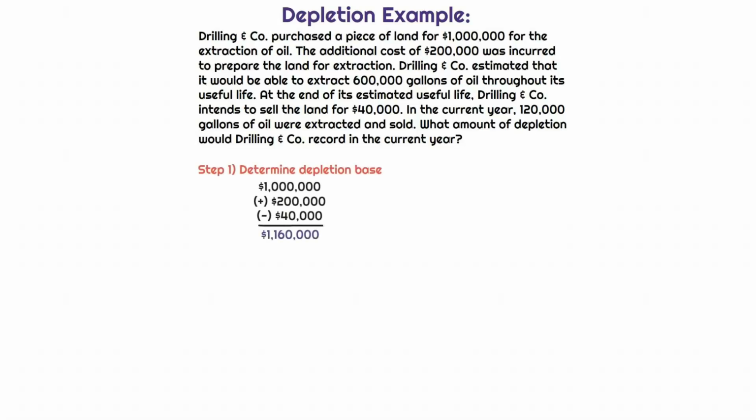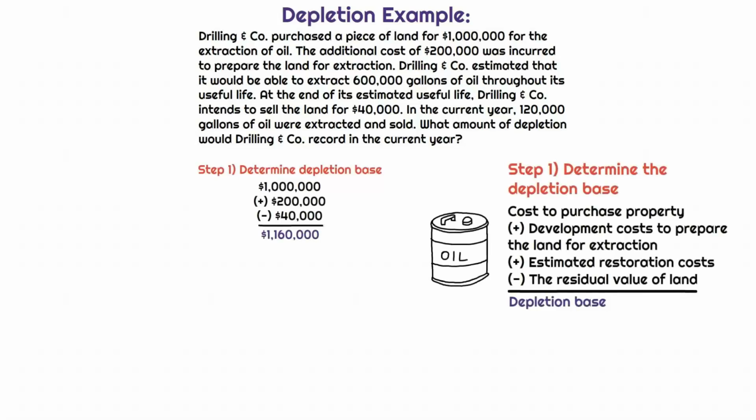Step 1, we can determine our depletion base. Our depletion base is going to take the acquisition cost of $1 million. We're going to add the additional cost of $200,000 to prepare the land for extraction, and we're going to reduce this by the residual value of the land, AKA how much we could sell it for. So we could sell it for $40,000. Our depletion base is 1 million plus 200,000 minus 40,000. So we got $1,160,000 as our depletion base.